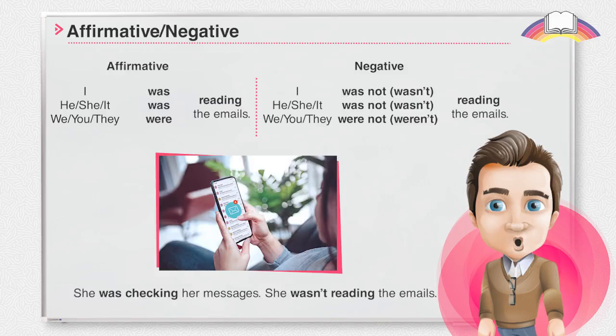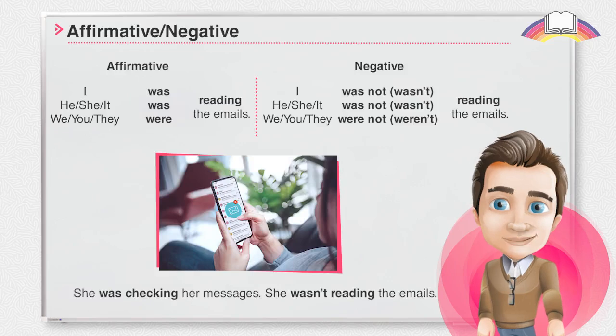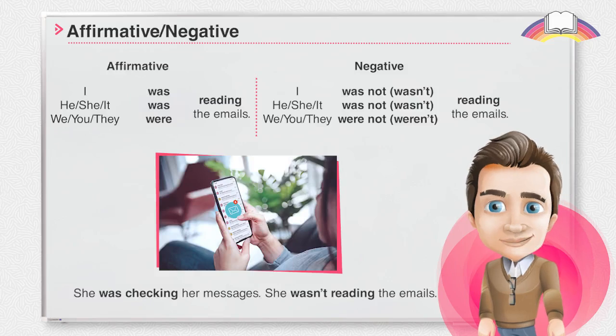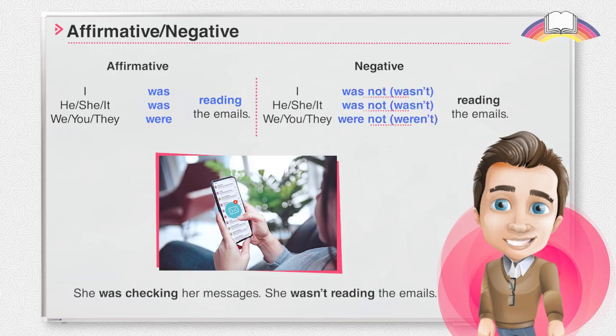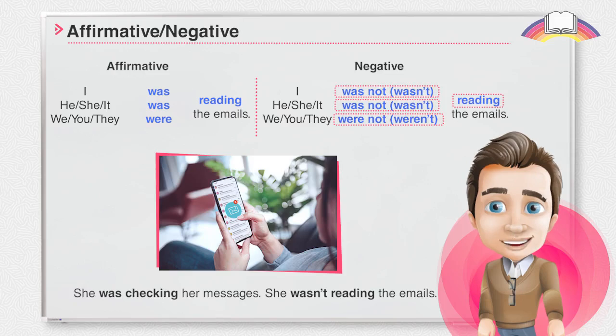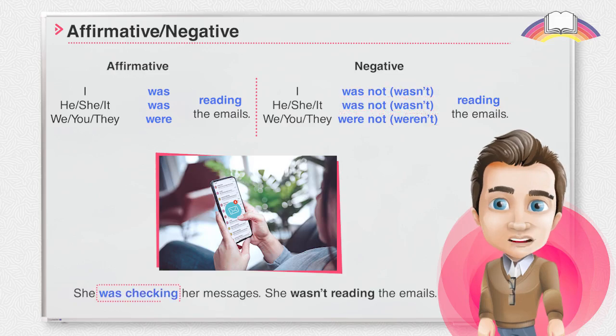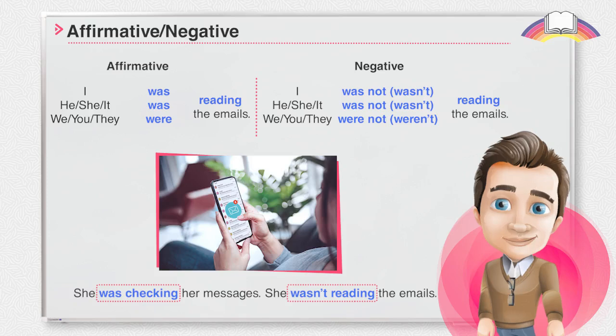This is how we form the past continuous. Look at the table. We form the affirmative of the past continuous using was, were, and the main verb plus -ing. To form the negative, we use wasn't, weren't, and the main verb plus -ing. She was checking her messages. She wasn't reading the emails.